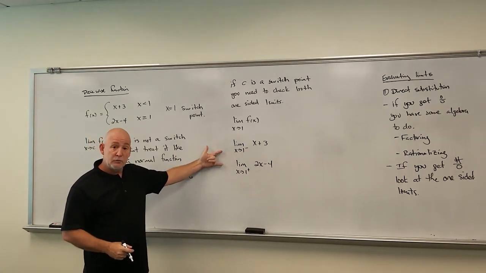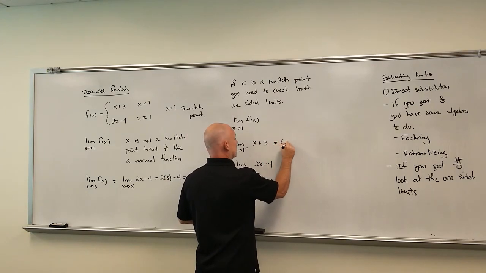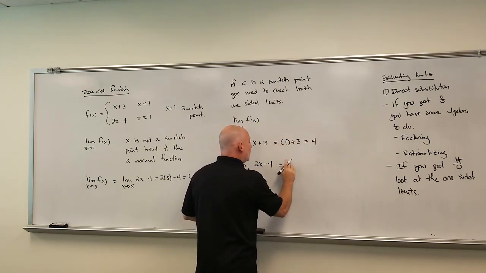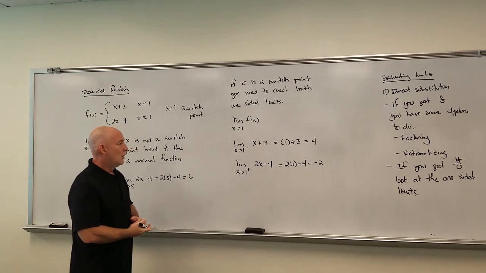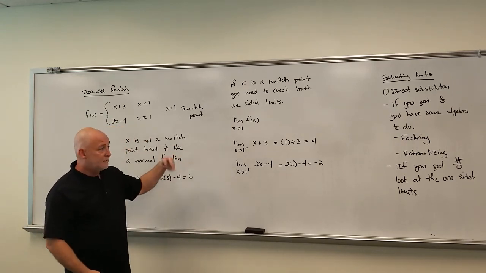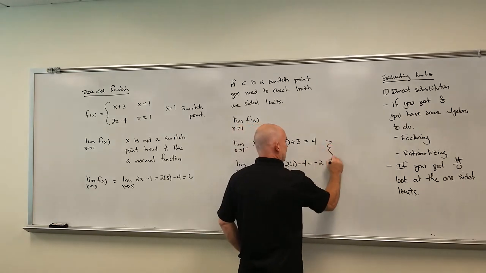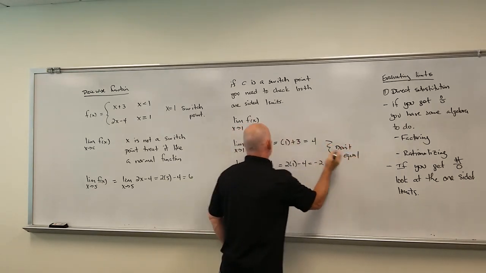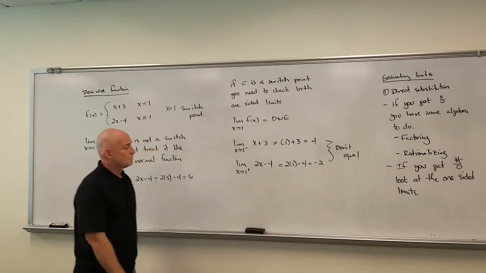Now the good news, for each one of these, we can do direct substitution. So if I do direct substitution here, that's 1 plus 3, which is 4. Over here, that's 2 times 1 minus 4, which is negative 2. Okay, so since the limit from the left doesn't equal the limit from the right, these aren't the same, we say that this limit does not exist.